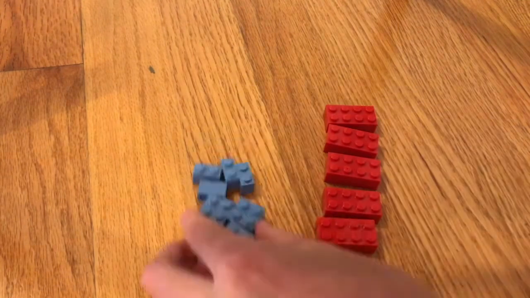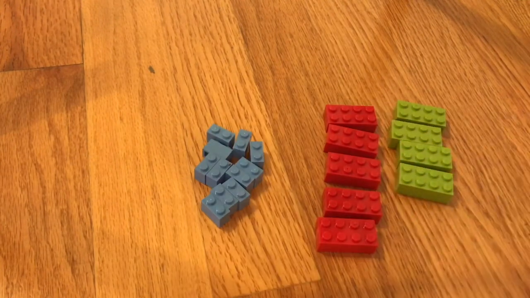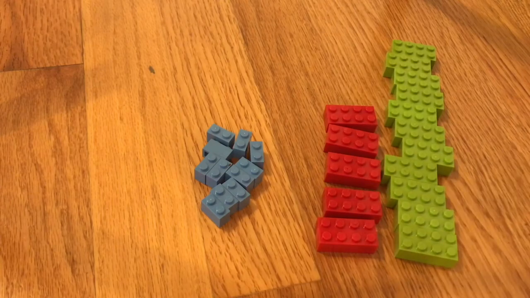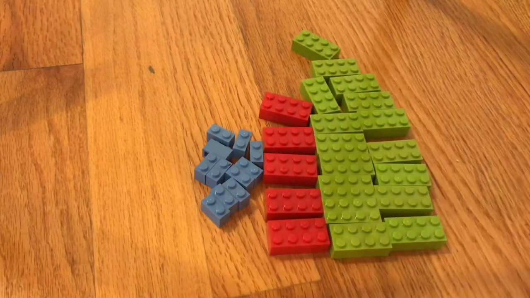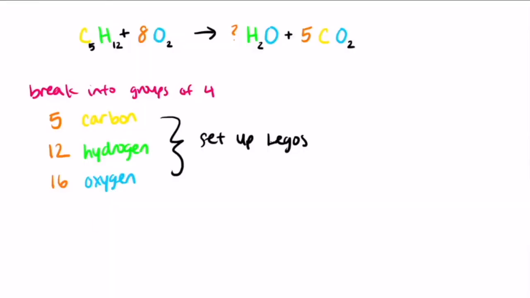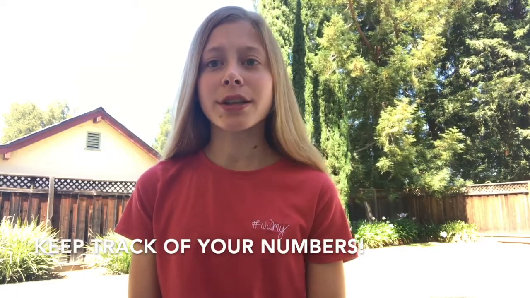Break this into groups of 4 to solve it. First, take 5 carbons, 12 hydrogens, and 16 oxygen, and set up LEGOs for the reactants. All 3 of these are the elements we discussed, but this is a new compound. We have provided all but 1 coefficient, so all you need to find now is the number of water molecules. Just remember to keep track of how many elements there are, and you can figure it out.